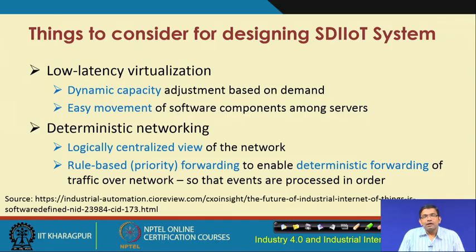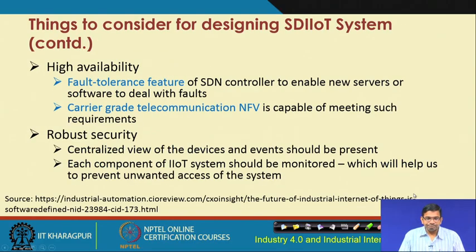Deterministic networking is very important here. It is very important in SDIIoT scenarios to have the logical centralized view of the network, logical instantiation of the physical network and so on. And rule based priority forwarding has to be implemented to enable deterministic forwarding of traffic over the network, so that the events are processed in order.